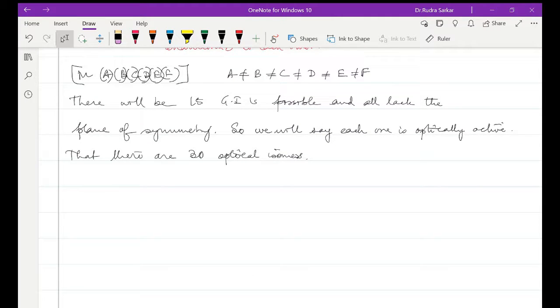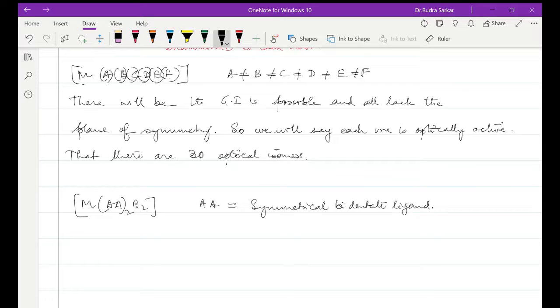Let's take another example in which we are now considering MAAB2 type complexes, where AA, if you have followed the last lecture, you will know this is a symmetrical bidentate ligand. Alright, and B out here is a monodentate ligand.